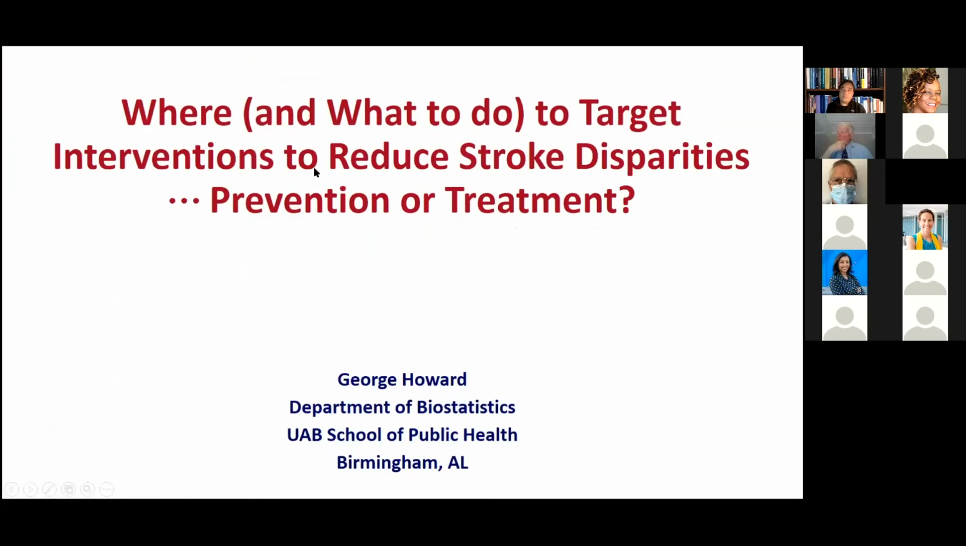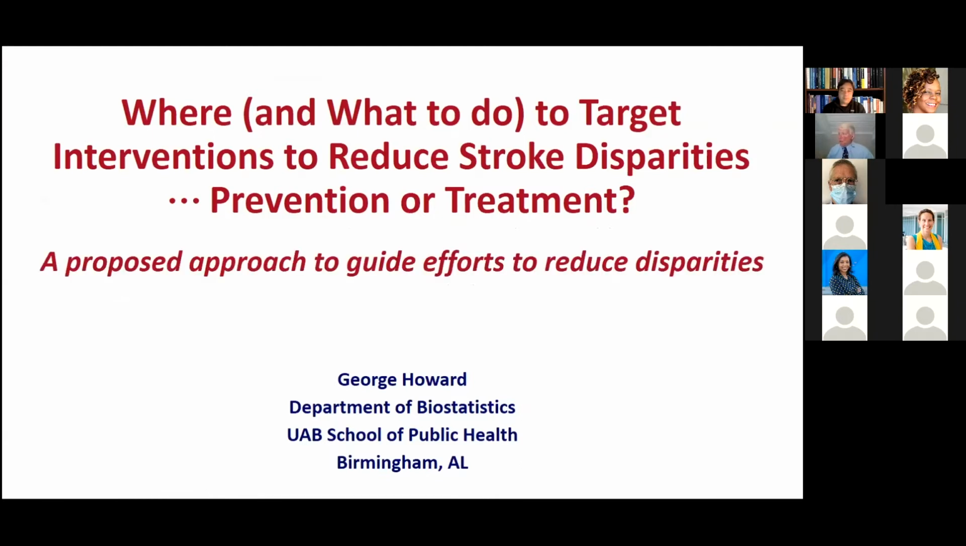So the idea is where and what to do to reduce some fairly massive disparities in the burden of stroke. It falls disproportionately on different populations. And sort of a review of how we're doing to reduce these disparities and what we should be doing, hopefully, to reduce them more. And to provide, hopefully, a framework to guide efforts.